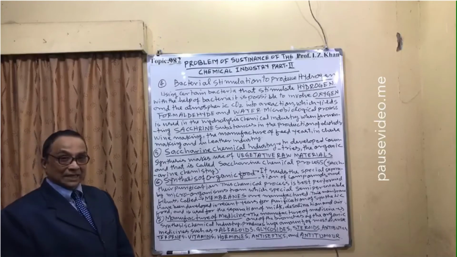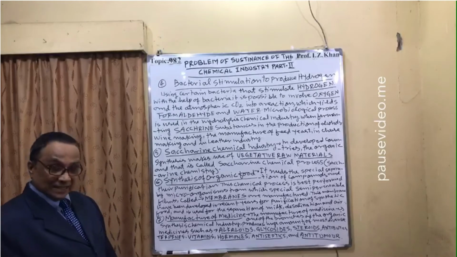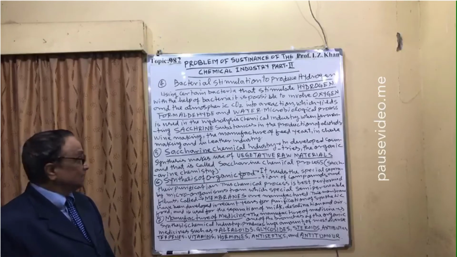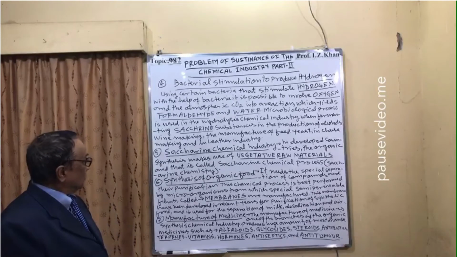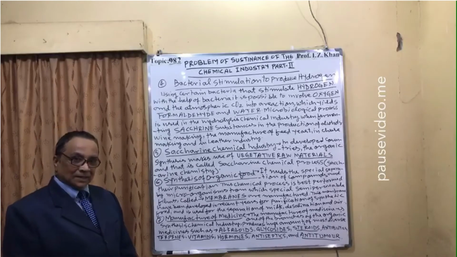We are producing wine, vodka, beer, brandy, a lot of alcoholic products that are called alcoholic beverages. It is also used in the production of cheese making, and also in the leather industry. Number 5, saccharine chemical industry.